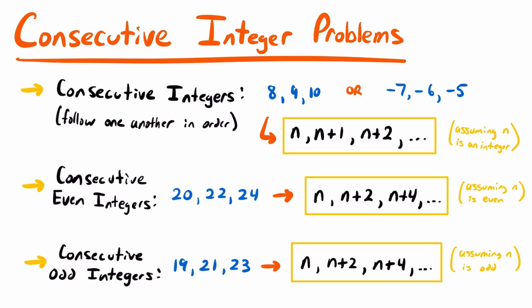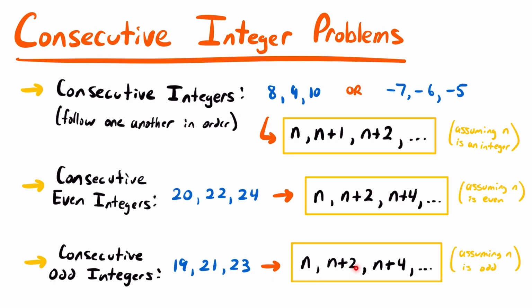All right, so you would represent an unknown set of consecutive odd integers with n, n plus 2, n plus 4, where that first value of n is assumed to be an odd integer, okay? If n is odd, then adding 2 to it, or 4 to it, or 6 will always give you another odd integer, okay? So for our example here, if you think of n as being 19, n plus 2 would be 19 plus 2, which is 21, n plus 4 would be 19 plus 4, which is 23, and so on.